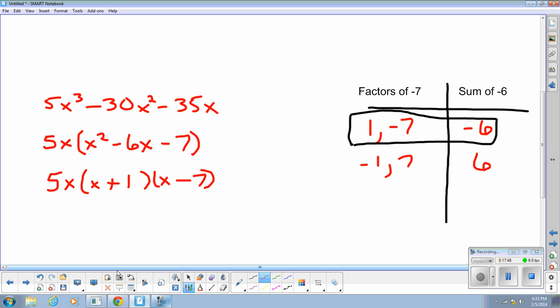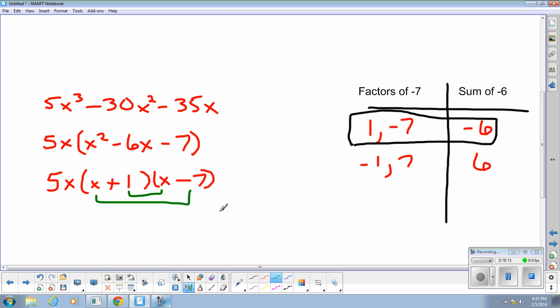Okay, so let's mentally check that. x times x is x squared. x times negative 7 is negative 7x. And then I have 1 times x, so negative 7 plus 1, negative 6. And 1 times negative 7 gives me negative 7. So I have now factored that correctly. All right, that's it for examples here.